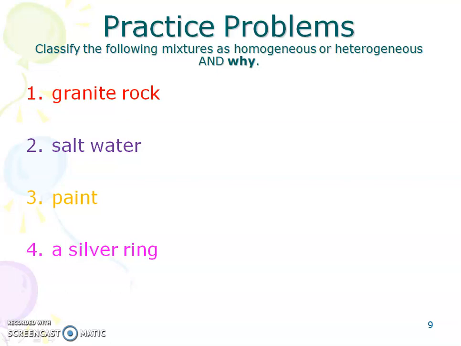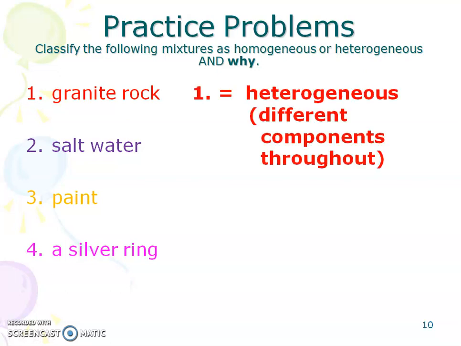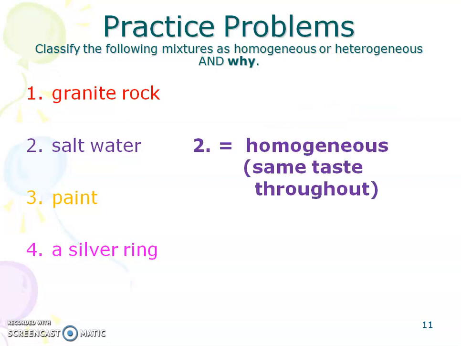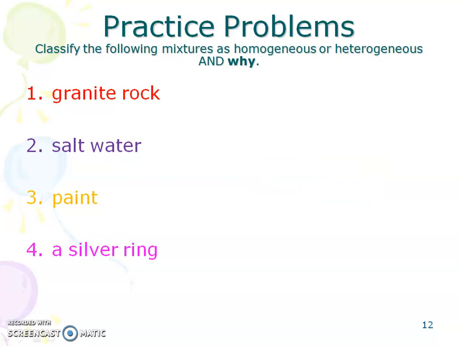So for number 1, granite rock, again, think about taking 2 sections of that granite rock. Is it going to be exactly the same? No, so that's why I put heterogeneous. One part of the rock might have more pebbles, one part of the rock might have more glass. Yes, there's usually glass in rock. One part is going to maybe be like more of that really, really hard clay. So I'm going to say that's heterogeneous. How about salt water? Well, we just talked about that. That's homogeneous because as long as I don't oversaturate it, from the first drop to the last drop should taste the same. How about paint?